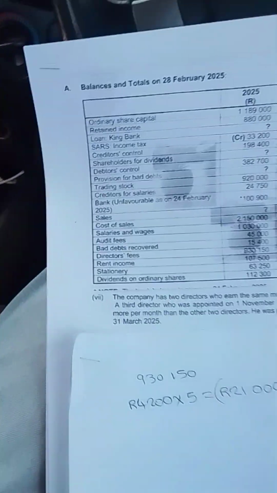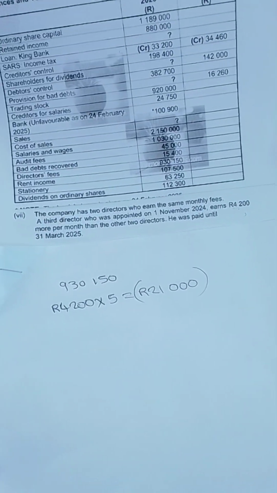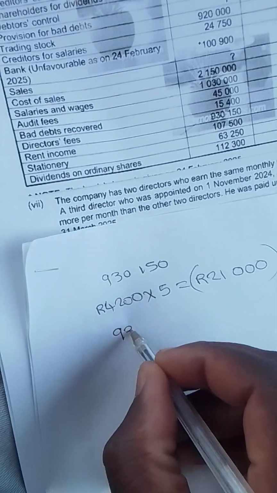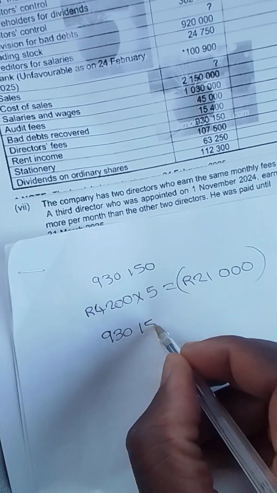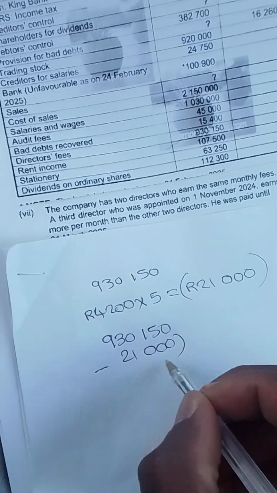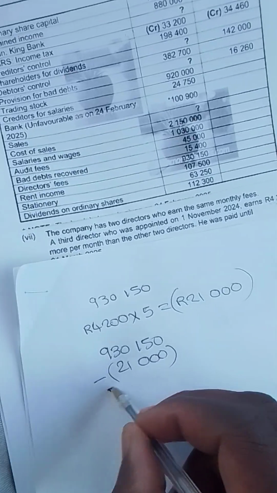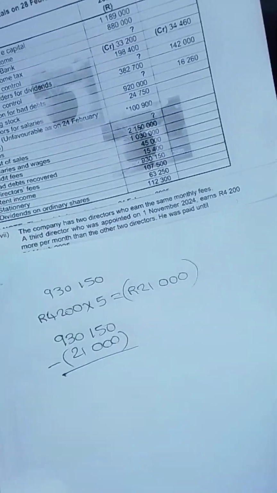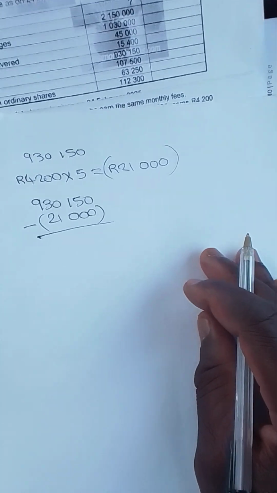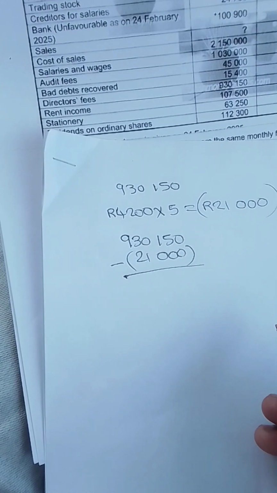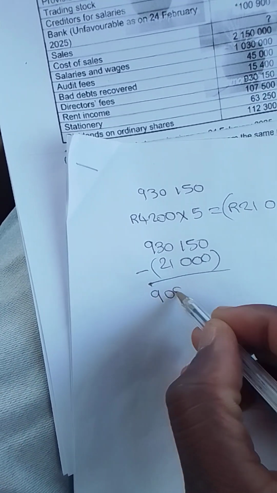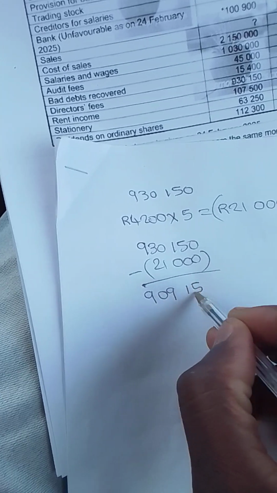Now, this 21,000 is an amount of money that we need to first subtract from the 930,150. We subtract the 21,000 so that we can figure out how much is the actual monthly salary for each director. Then when we subtract the 21,000 on our calculators, we get 909,150.